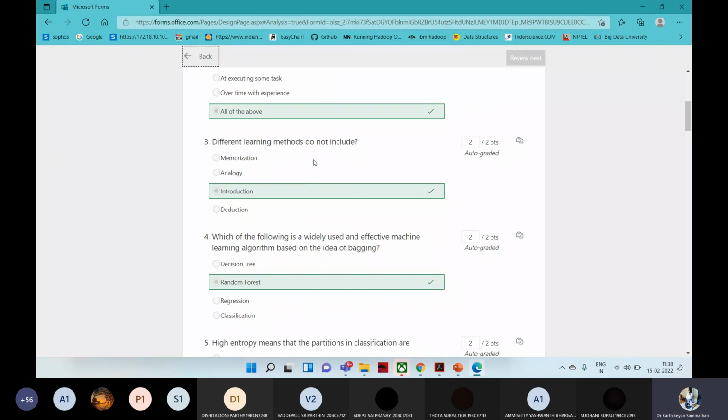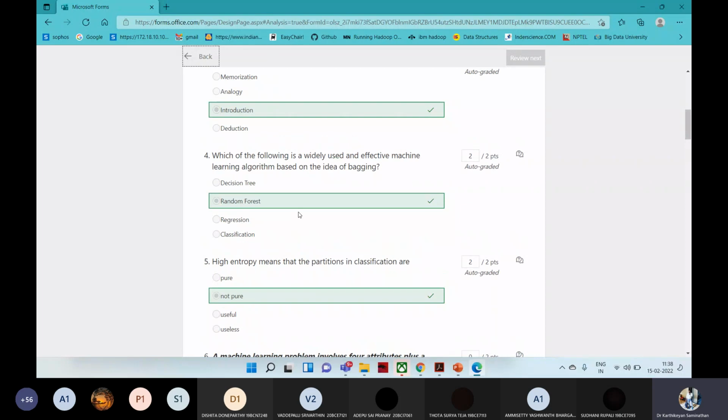Different learning methods generally include memorization, analogy and deduction, but do not include any introduction. So that is right here.